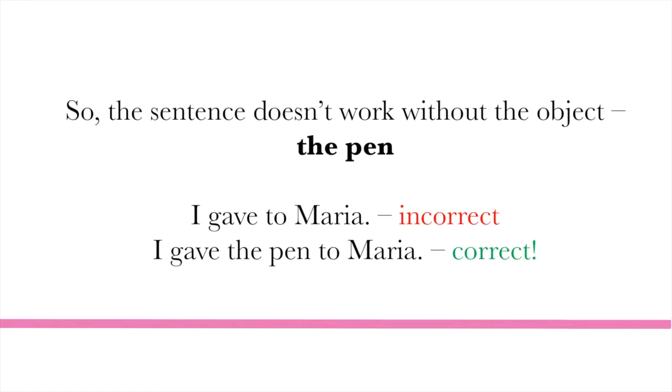So the sentence doesn't work without the object, the pen. The incorrect one is I gave to Maria. This is incorrect. I gave what to Maria? Correct. I gave the pen to Maria. It requires the direct object.